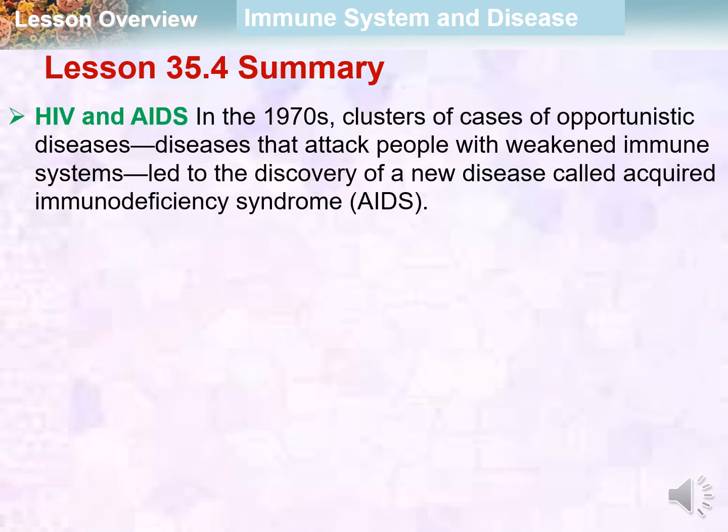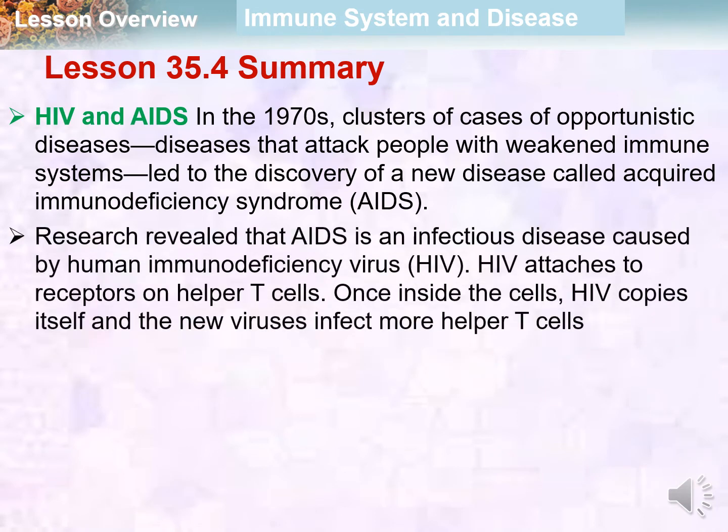HIV and AIDS. In the 1970s, clusters of cases of opportunistic diseases, these are diseases that attack people with weakened immune systems, led to the discovery of a new disease called acquired immunodeficiency syndrome or AIDS. Research revealed that AIDS is an infectious disease caused by human immunodeficiency virus or HIV.